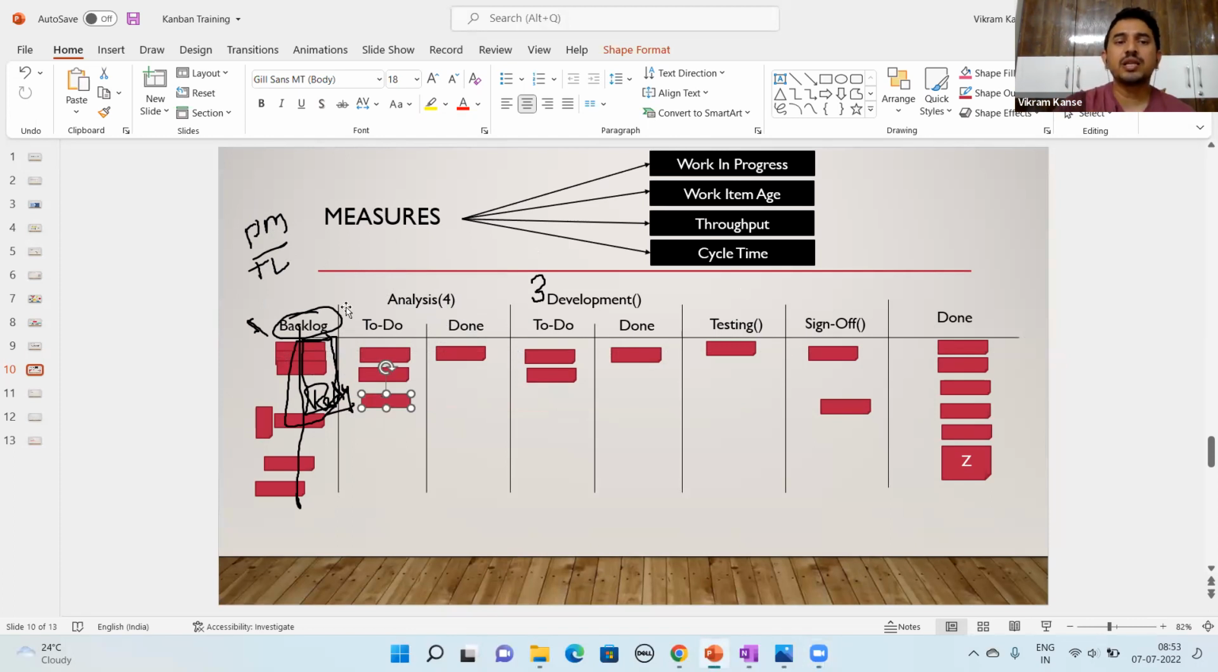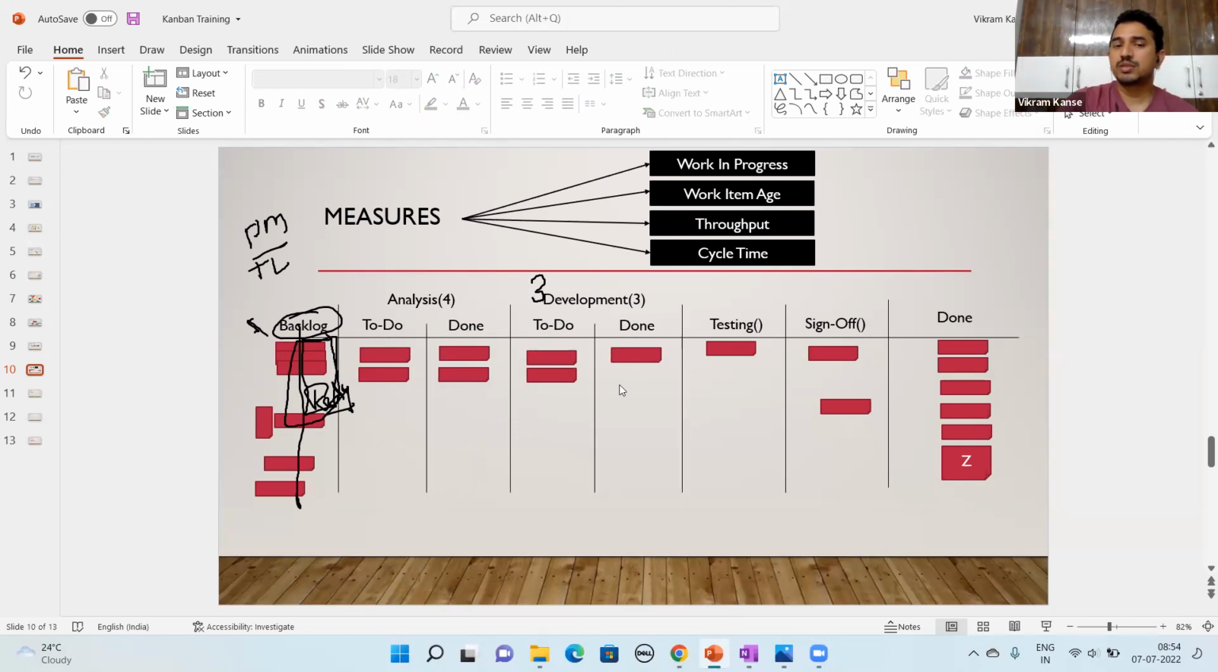Similarly, the development team will tell the analysis team that we will not pull anything that is not done, because we don't have capacity to pull, so we will continue working on what we have. And they might say we have a WIP limit of 3. This is what a WIP limit also does: it stops you from pulling extra work. So suppose there are 2 things here in done, but my team is already on 3. Do you think they will be able to pull from here to here?